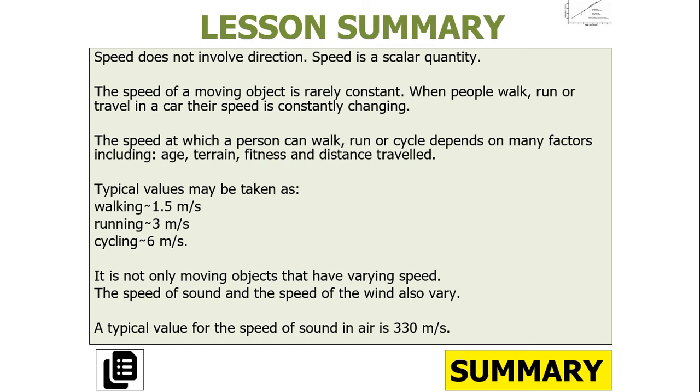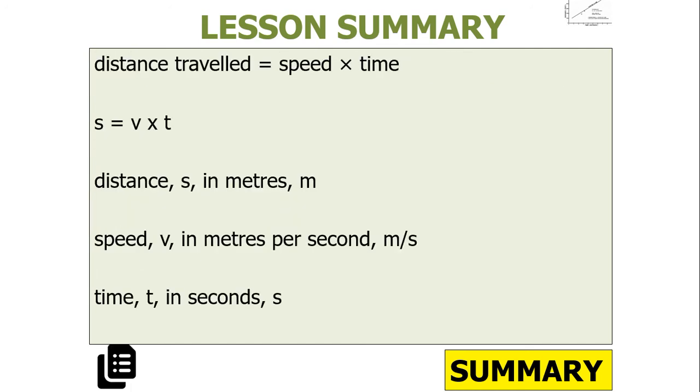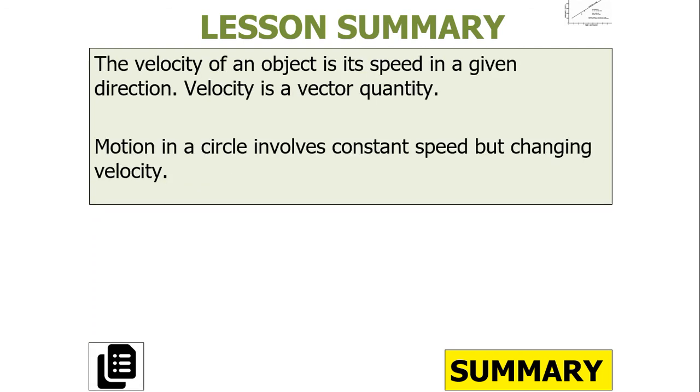When people walk, run, or travel in a car, their speed is constantly changing. And the speed a person walks at, or runs at, or cycles at depends on their age, the terrain, the distance that they've travelled. But average speeds include 1.5 meters per second for walking, 3 meters per second for running, and 6 meters per second for cycling. But it's not only humans that have varying speeds. The speed of sound, the speed of wind can also vary. Distance travelled equals speed times time.